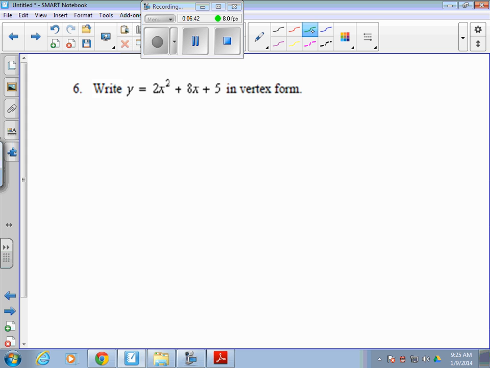Okay, vertex form. Remember, vertex form is y equals a times x minus h squared plus k. Remember, you don't have to remember the difference between the h and the k. Just remember it's the opposite of x here, and it's the same as k there. Okay, so we have to figure out what they all are in order to get this.